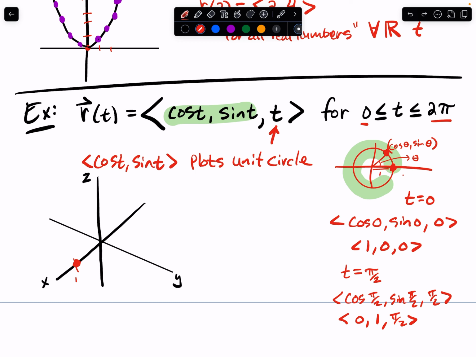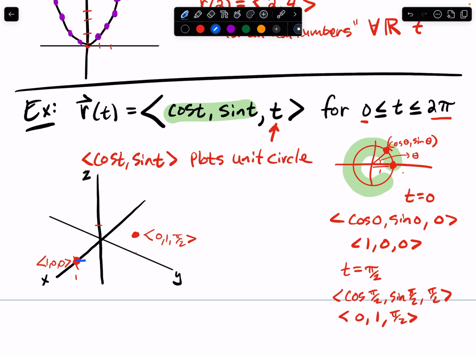Our y is 1, so we're out to 1. And then our z value is up a little bit, so maybe the dot is somewhere about here, okay? All right, so this vector is 0, 1, pi over 2, okay? So I'll write this down, 1, 0, 0 for that point.